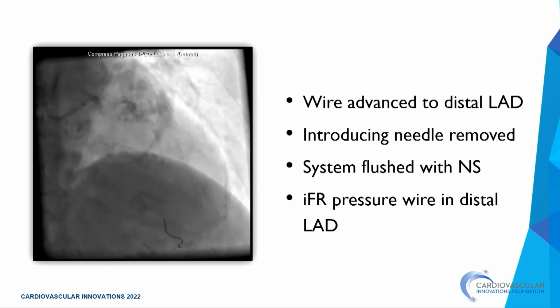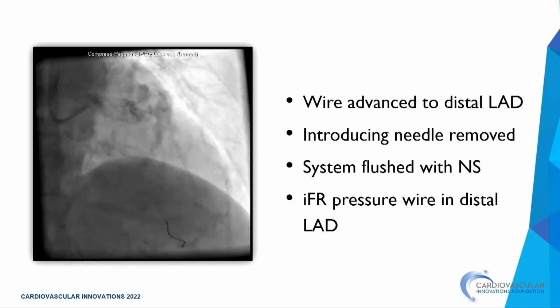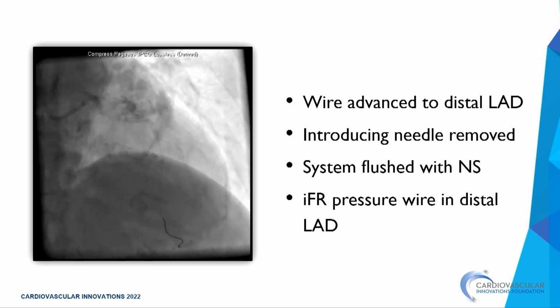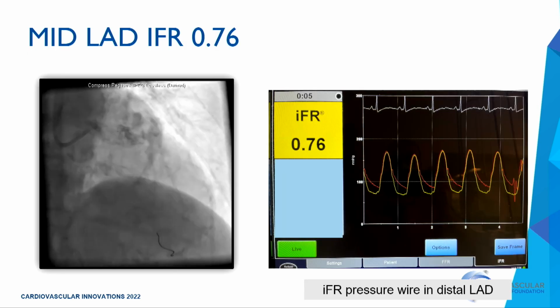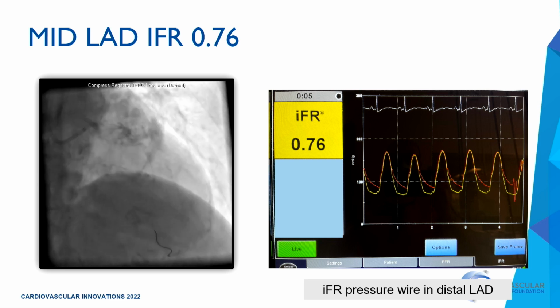straight ahead fixed it, but again, we wanted to make sure that the physiology is involved to have optimization for pre and post intervention. We have been adopting this practice lately after we acquired a new pressure wire that's better than Verata. We advanced into this LAD, introducing the needle and removing it, again flushing the system, making sure all the steps are done, and no surprise, the LAD has a 0.76 lesion.